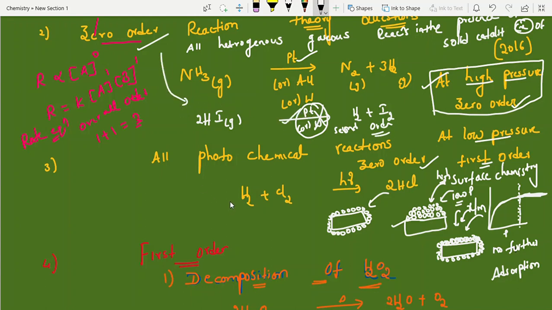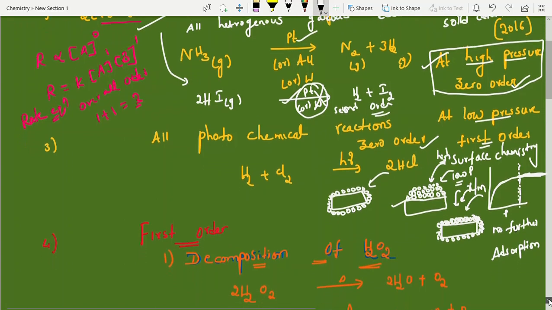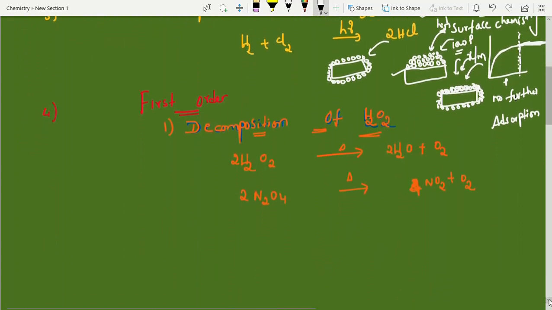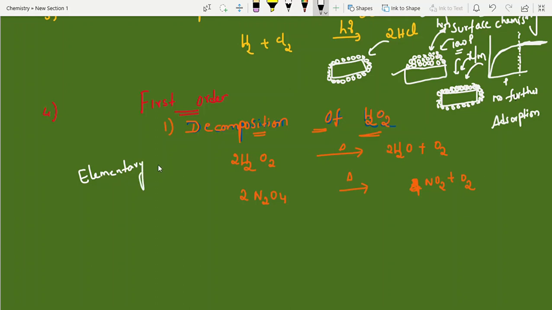Note down this point. Next, all photochemical reactions also fall under zero order reaction. The process is going on, but the reaction rate seems to be constant. It is independent. Next one, first order reaction. Here we have direct questions. We have two types: elementary reactions and complex reactions. Elementary reaction is simply a single step, like PCl5 decomposes to give PCl3 plus Cl2.